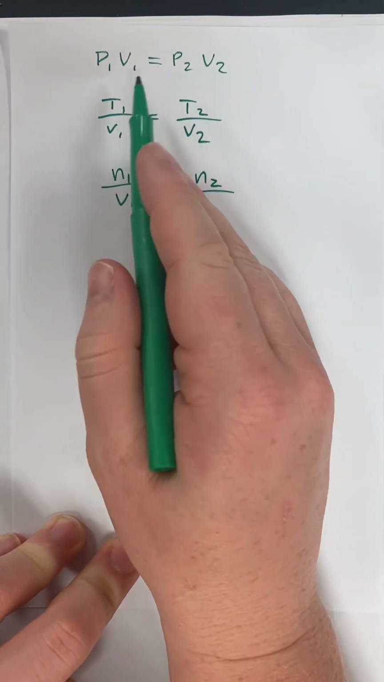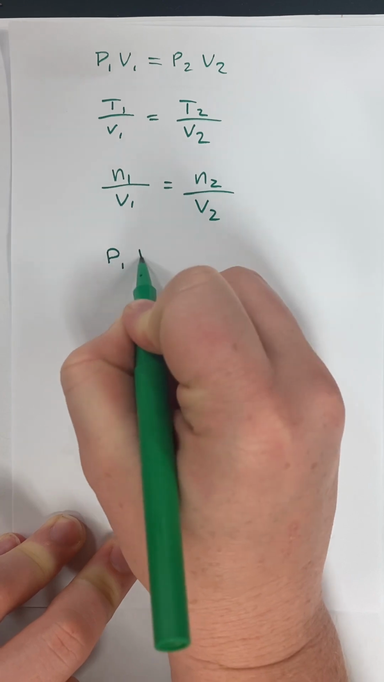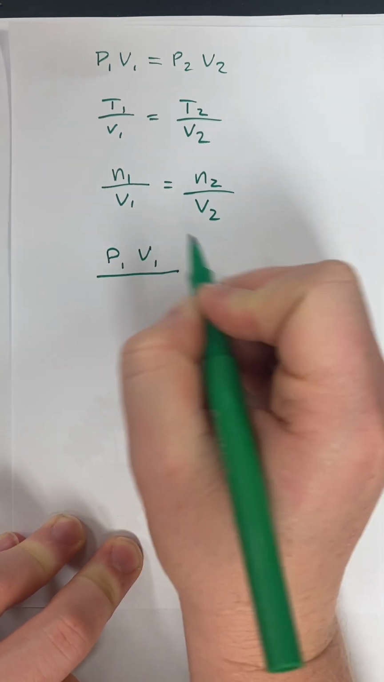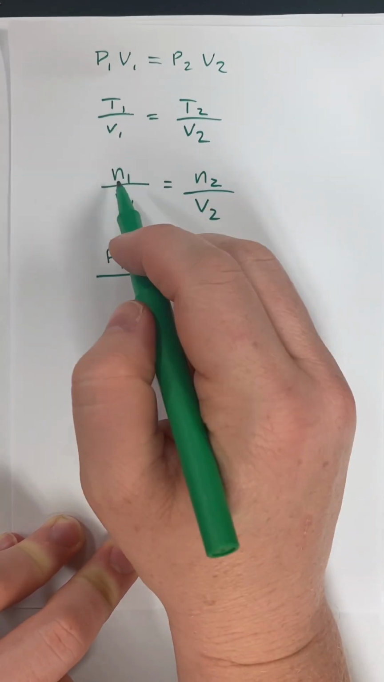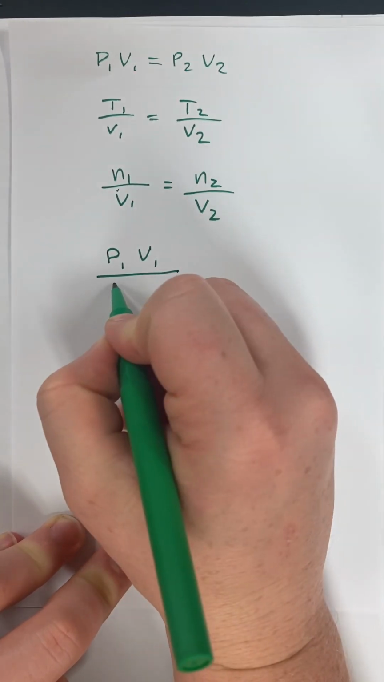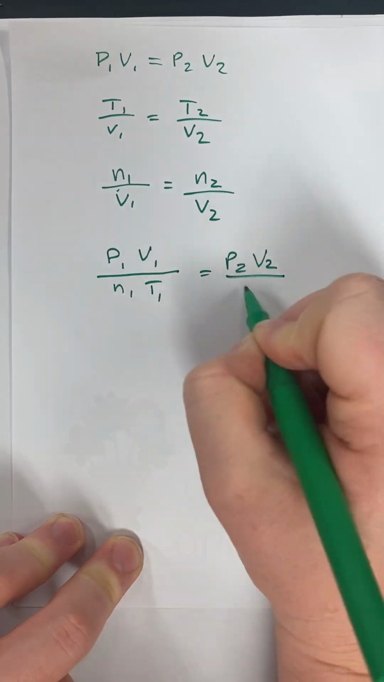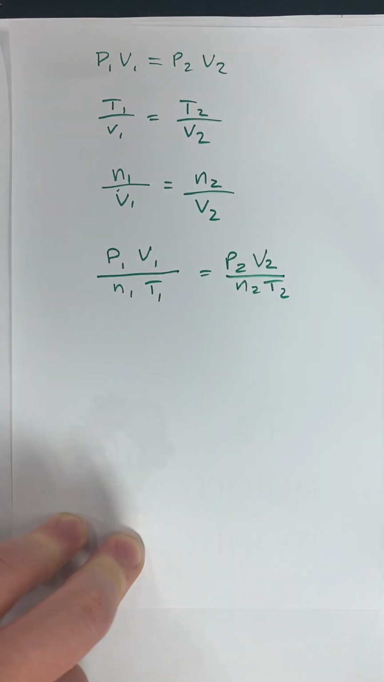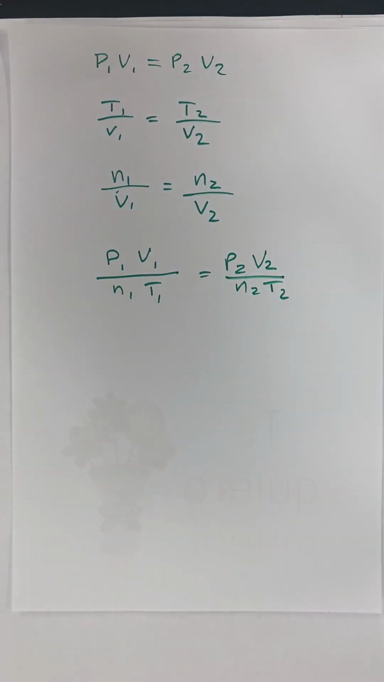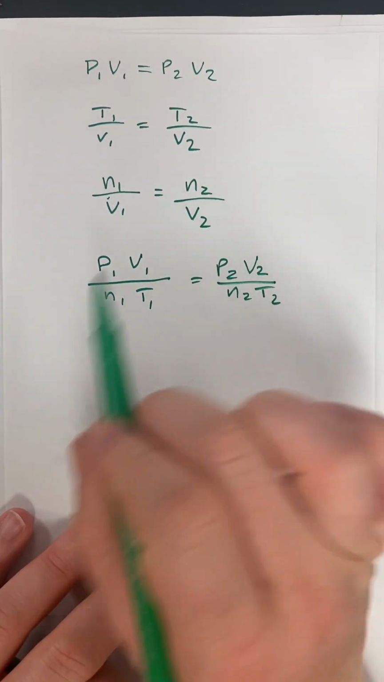So if these flip, you kind of rearrange a bunch of things. You get P1 V1 over, because see how N and T are on the same side, they're on the opposite side of V, over N1 T1 is equal to P2 V2 over N2 T2. Did anyone come up with that? I don't know if you did or you didn't. If you didn't, it's okay. But that's actually all of those gas laws put together.